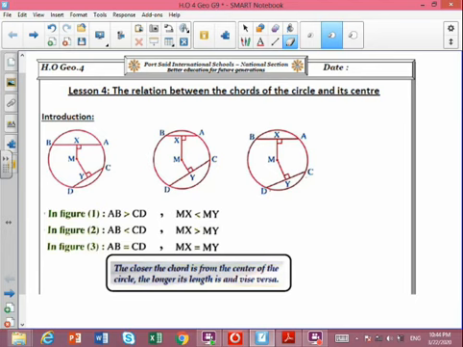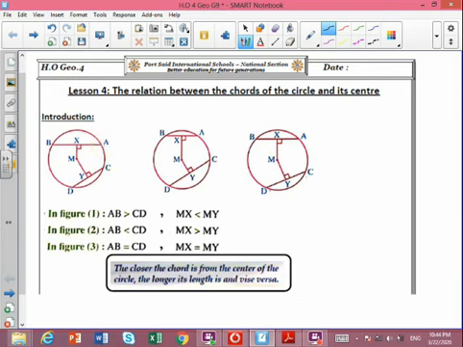Today I will complete the geometry curriculum with you, and our lesson today is called the relation between the chords of the circle and its center. From the name of the lesson, I want to know what is the relation between the chords. Chord of course means the line segment which passes through 2 points on the circle. AB is called a chord, CD is called a chord, and so on.